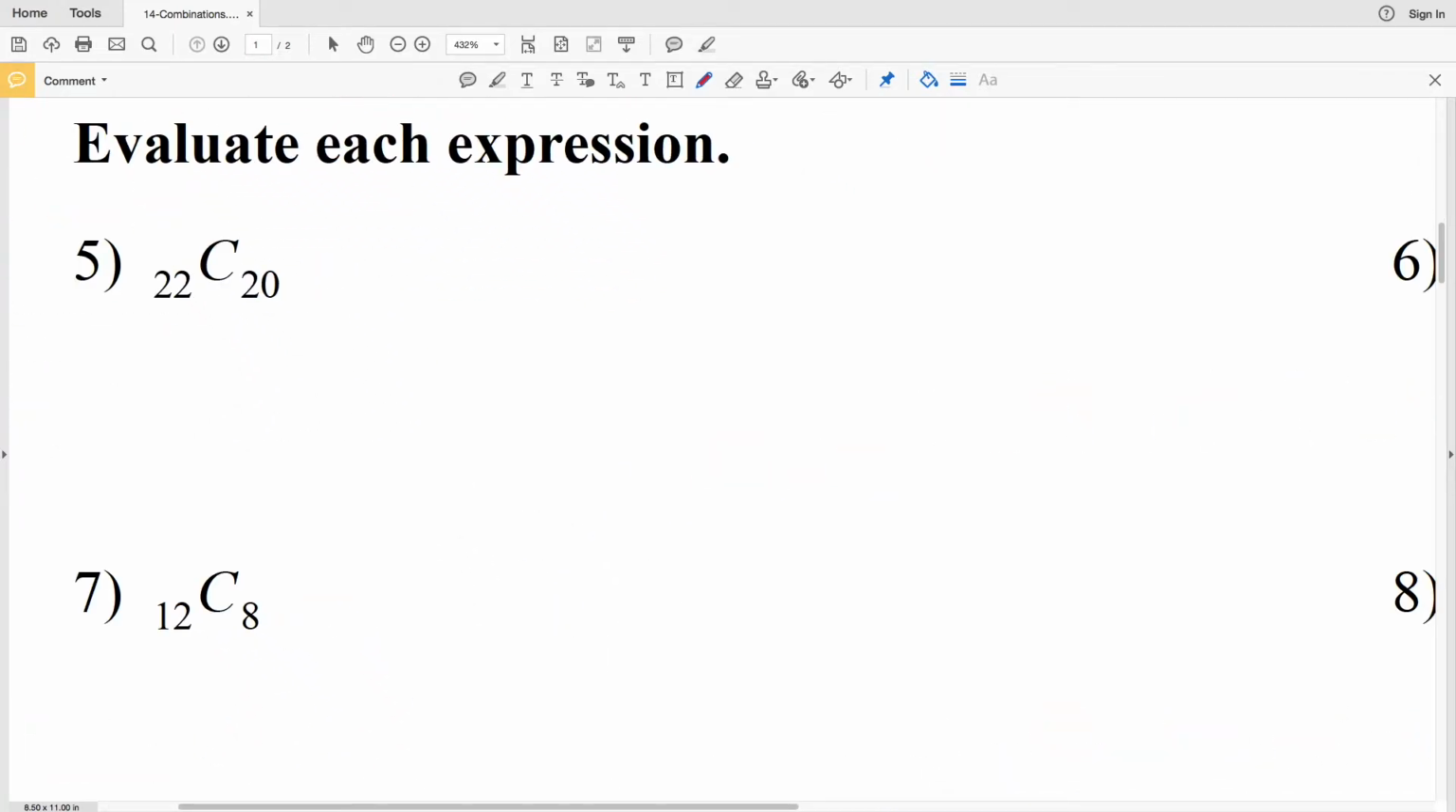For numbers 5 through 14, we're going to be evaluating each expression. And I'm going to give you a helpful formula for this. nCr, you can think of this as n choose r, is equal to n factorial over r factorial times n minus r factorial. So think of nCr, n combination r, as n choose r. n is the number of items to choose from, and r is the number that we actually choose. That will give us the number of combinations for the number of items and the amount we choose.